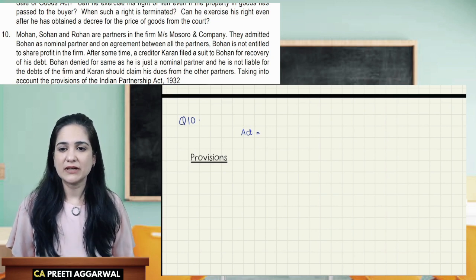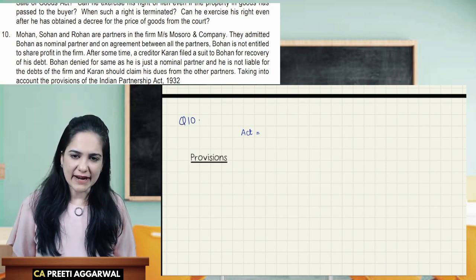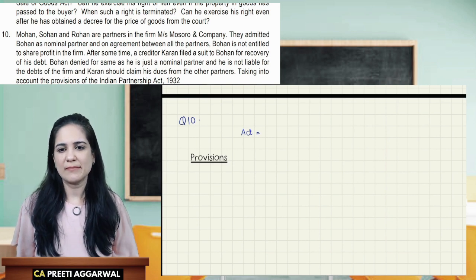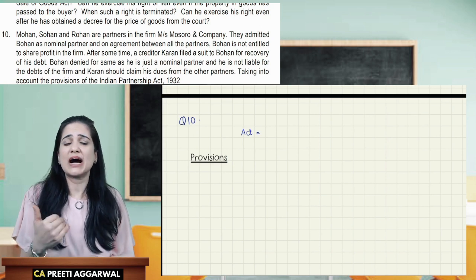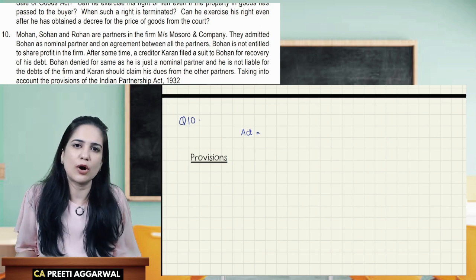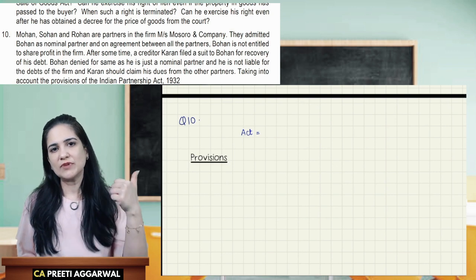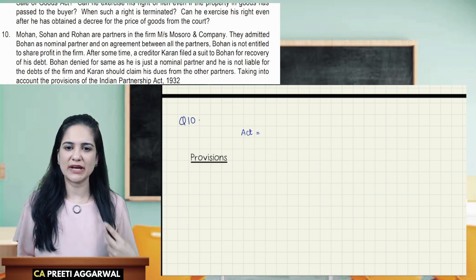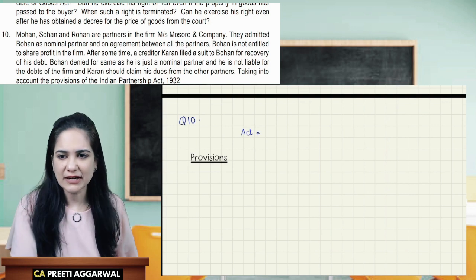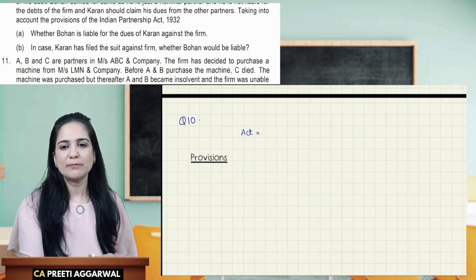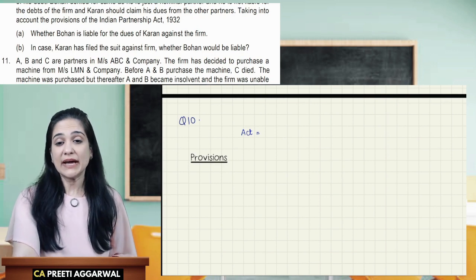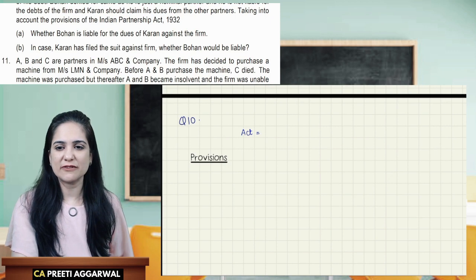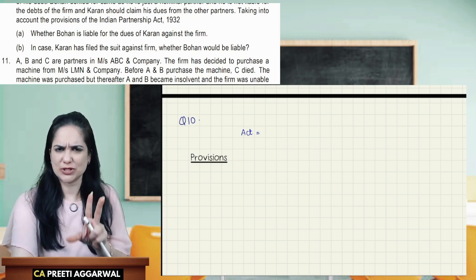After some time, a creditor Karan filed a suit against Bohan for recovery of his debt. Bohan denied liability, as he is just a nominal partner and is not liable for the debts of the firm. So he is saying that I am not liable for the debts of the firm, I am just a nominal partner, Karan should claim the money from the other partners. Taking into account the provisions of the Indian Partnership Act, you have to answer whether Bohan is liable for the dues of Karan against the firm. And in case Karan has filed the suit against the firm, whether Bohan would be liable. So there are two questions which I need to answer in the end.